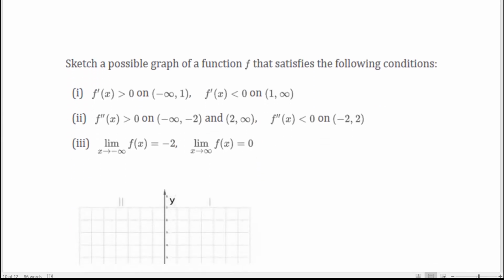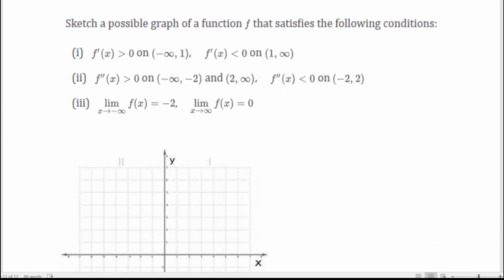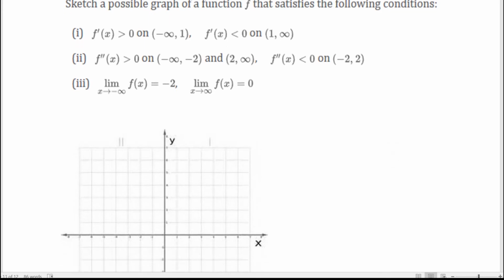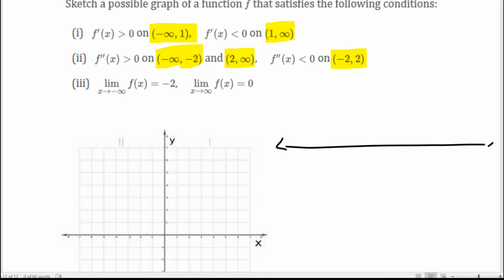So here's an oddball question for us. Just wanted to throw it in there. See about your sketching skills. We're going to sketch a possible graph that satisfies all of these conditions. Well, what I would do is start off with just a number line. And at all of these spots where it talks about these particular intervals, I'm going to put all of those endpoints somewhere on my number line.